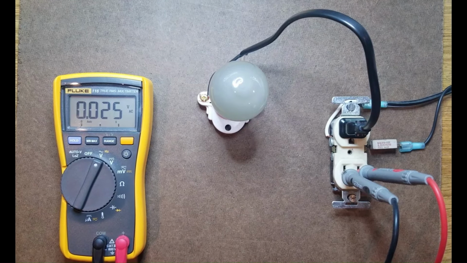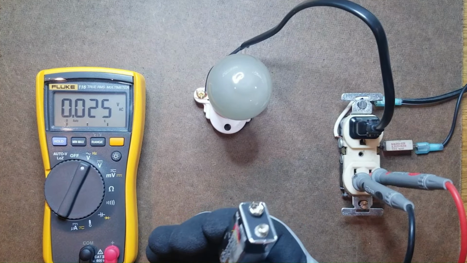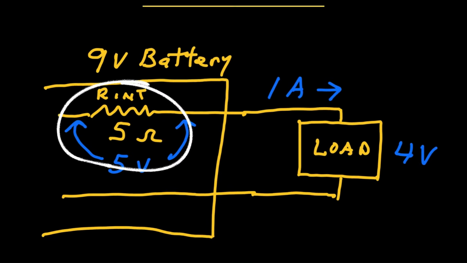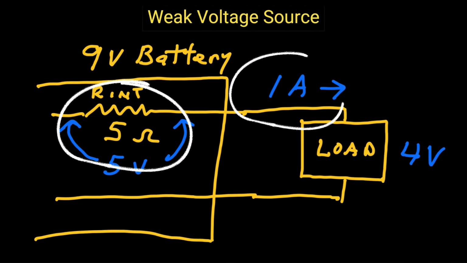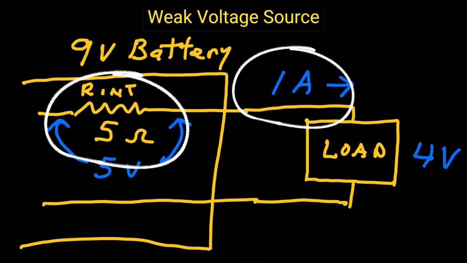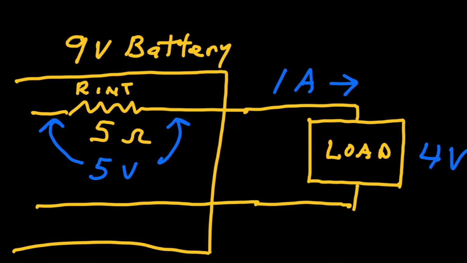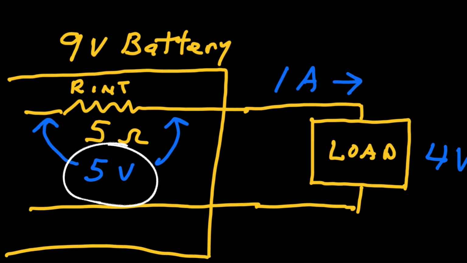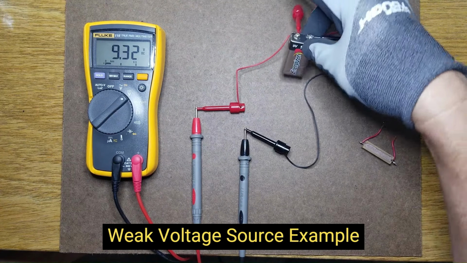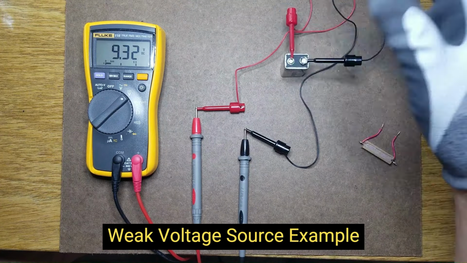On the other extreme, a typical 9 volt battery has an internal resistance of about 5 ohms. Consequently, attempting to draw just an amp from it would drastically reduce its voltage, as that current times the internal resistance would equate to a voltage loss of about 5 volts. This is a 9 volt battery, which is a relatively weak voltage source as compared to a 120 volt outlet.